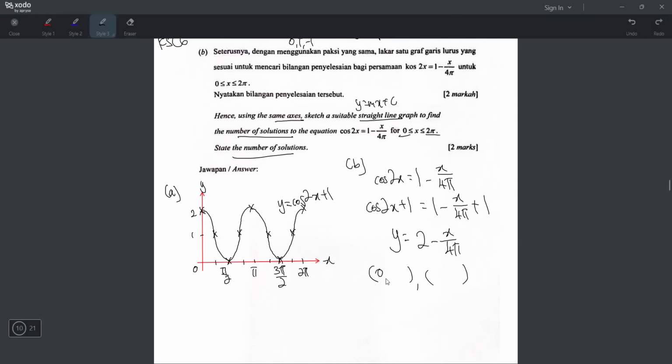Okay. When you find coordinates, usually we sub x equals 0. Because you will get the y-intercept straight away if you sub x equals 0. 0 divided by 4 pi is 0. 2 minus 0 is 2. So that's your y-intercept, 0, 2. I will use another color for this. 0, 2. So it's here. That's the y-intercept of the line.